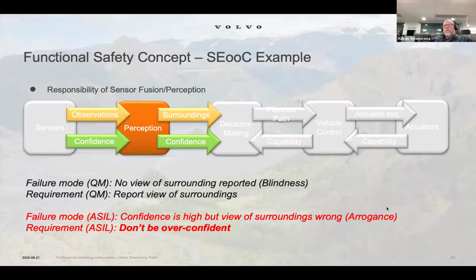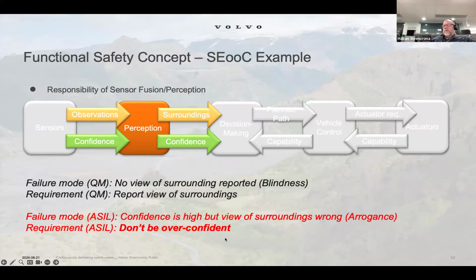But just to take how it could look like. So this is something built up then on several safety elements out of context, and in the end they are integrated into some ADAS functionality. And we can say that if we look at the perception, you can have your safety element out of context. I would like to spend my time on: confidence is high, but view of surroundings wrong. I don't want to be arrogant. I don't want to be overconfident.